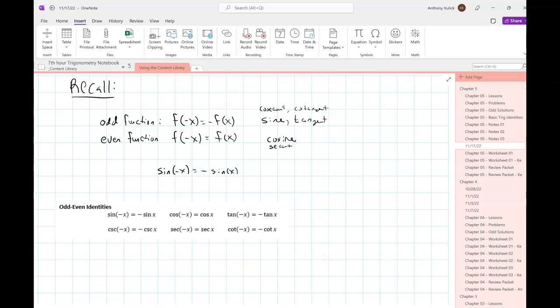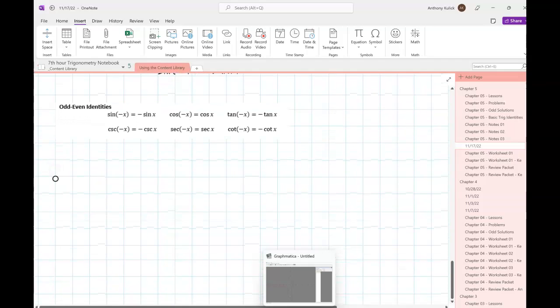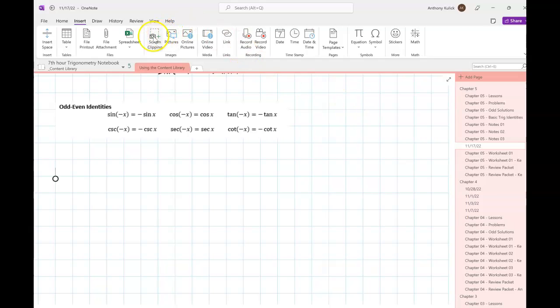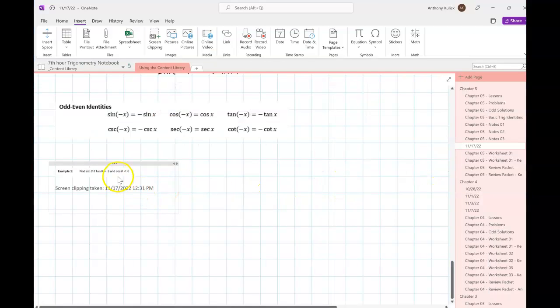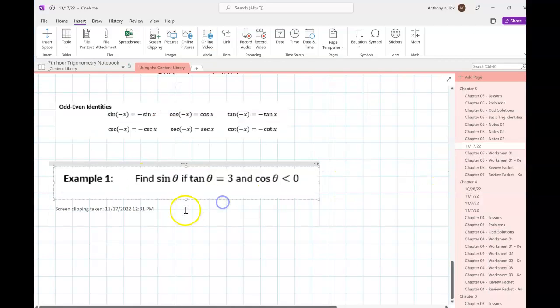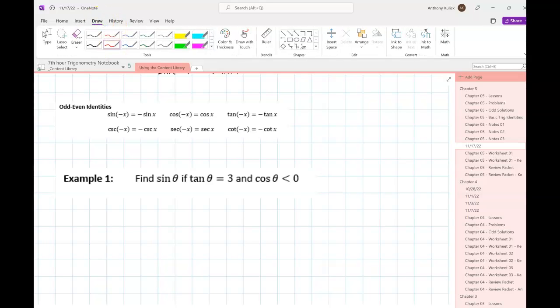All right. So let's do some examples now of how we can use these things. All right, first example, it says find sine theta if tangent theta is equal to 3 and cosine is negative. If you remember, this was actually something we did back in chapter 2.